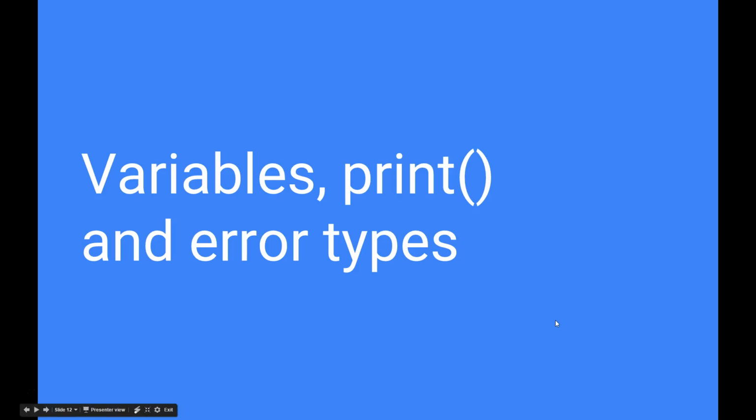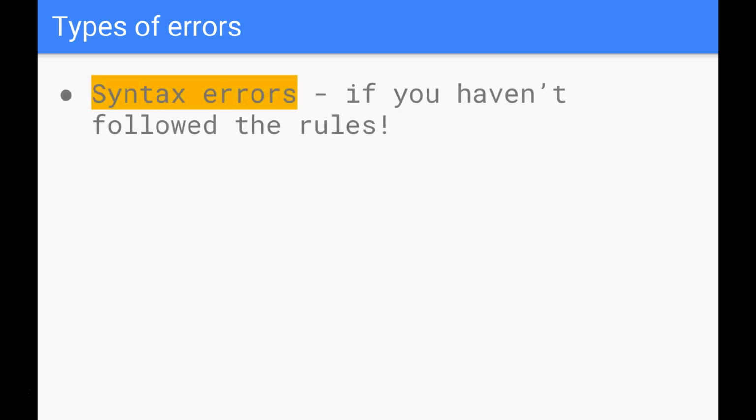So hopefully now you've had a quick play with how to get some simple user input and combine it with a print function to create some custom output. Let's just go back a second and have a look at some different types of errors. It's really important to understand what's happening in your program so that you can fix it quickly.